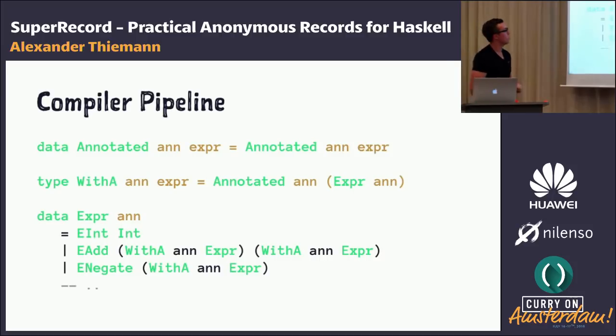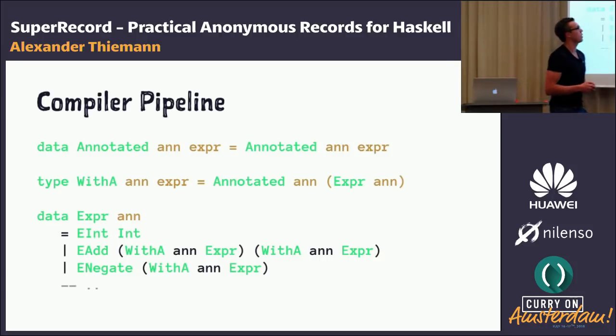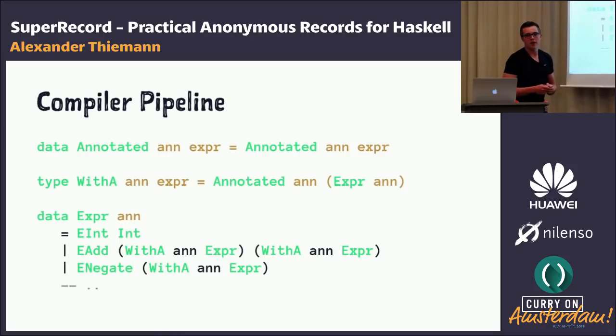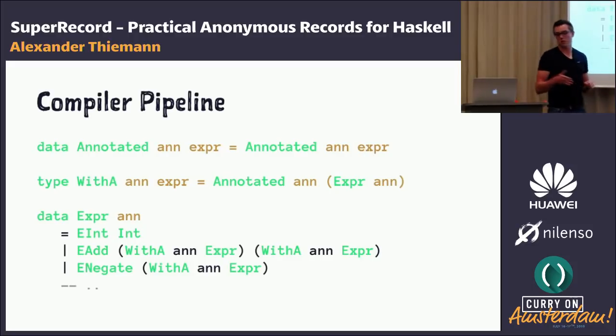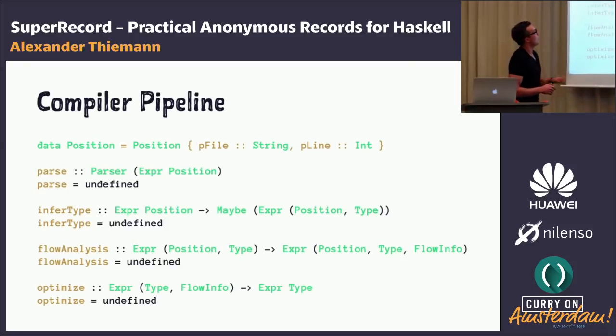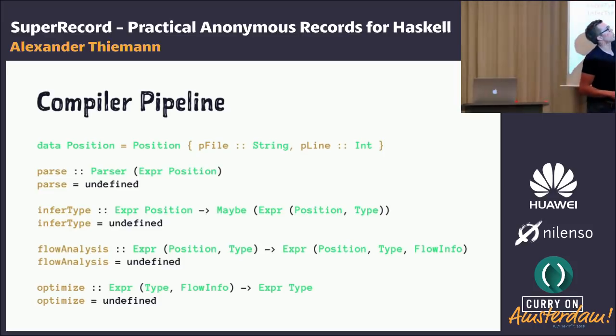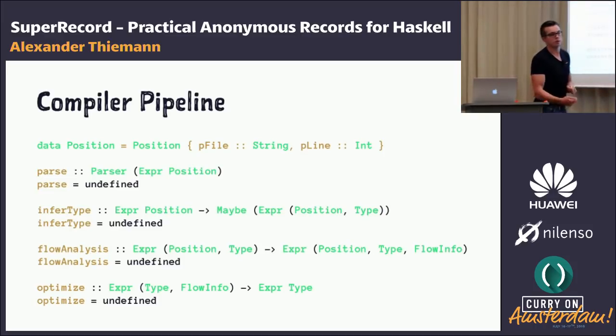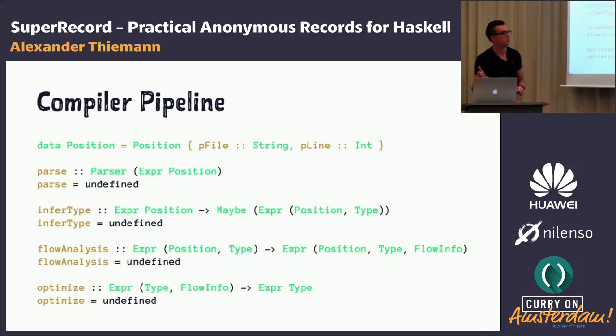Cool. Another thing that you can think about is, let's say you're writing a compiler and you have a compiler pipeline, and throughout your compiler pipeline, you'll work with an expression, right? So the expression can be an integer, or you add 2 expressions, or you negate an expression. And basically, all your expressions are annotated with some generic annotation, right? For example, when you parse your expression, all your expressions will be annotated with the position where you parsed it from, right? Because later on you want to do nice error messages.